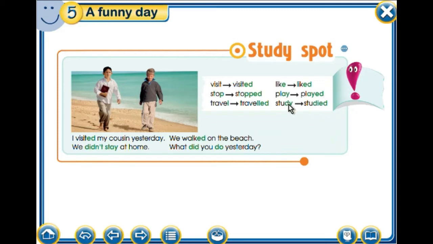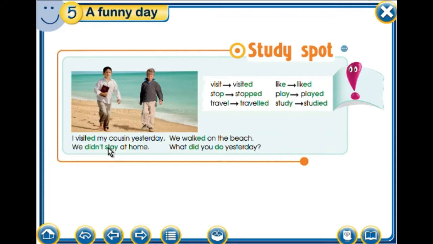Okay, so here studied, we drop y, then we add ied because there is y at the end. But here we don't drop y because there is a vowel before y. When there is a vowel before the last y, we don't drop y. We just add ed, like play, played.